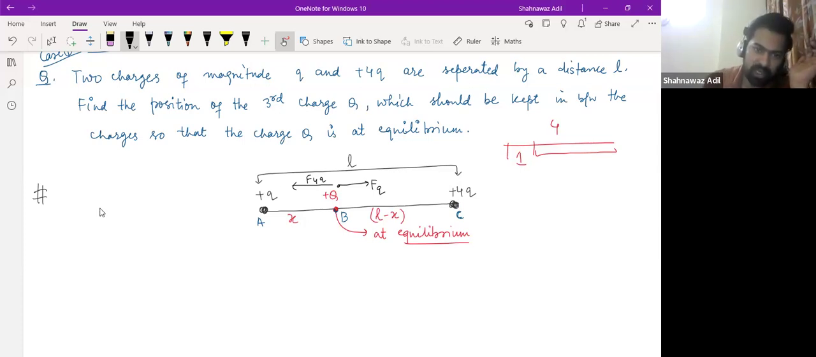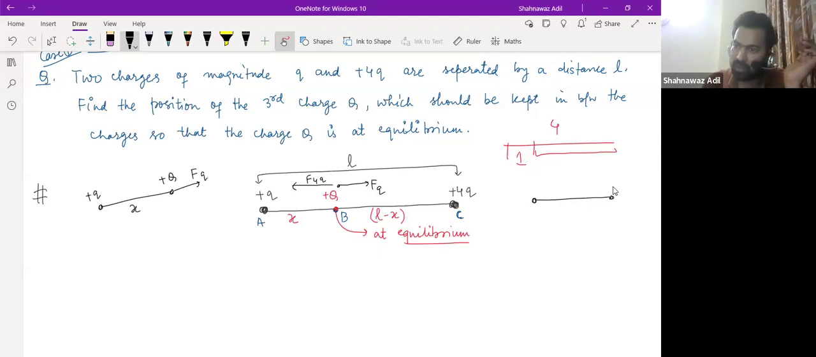So we have two diagrams, right? This one is plus Q and this is plus Q. Distance is X and this is the force that we have shown. And we have another diagram. So this is plus 4Q, this is plus Q and the distance is L minus X, and this is the force F4Q, right? So this is F4Q, this is FQ. And this point B is at equilibrium, which means that this should be equal to this, right?